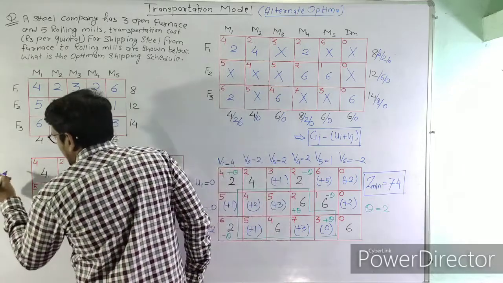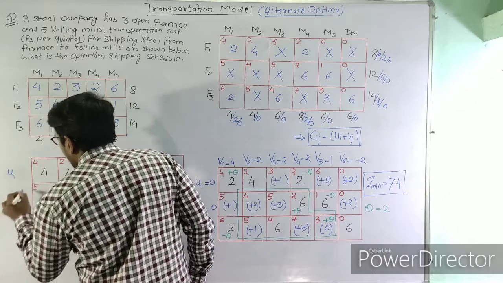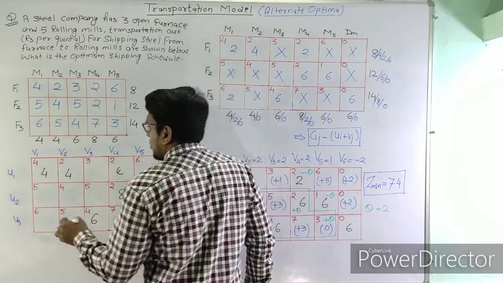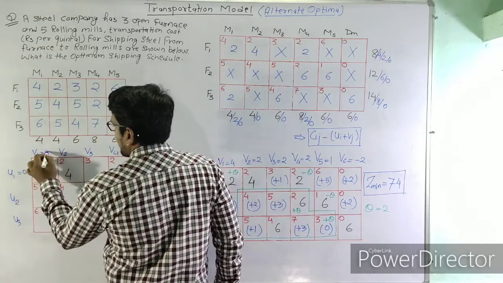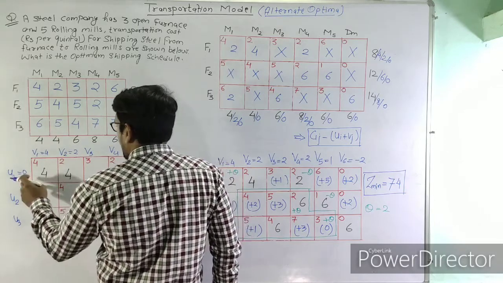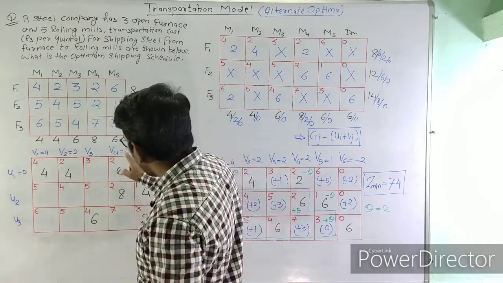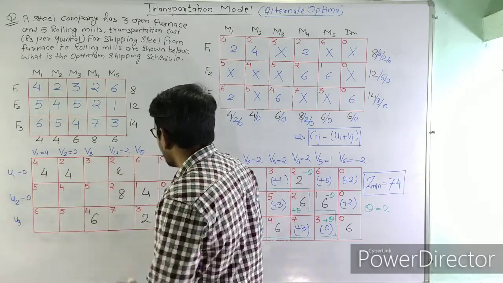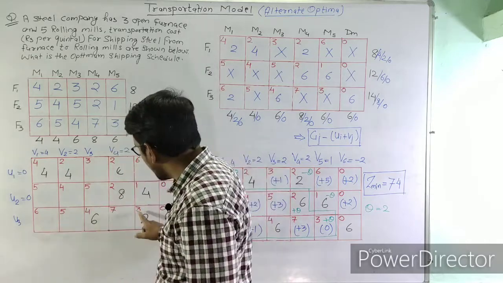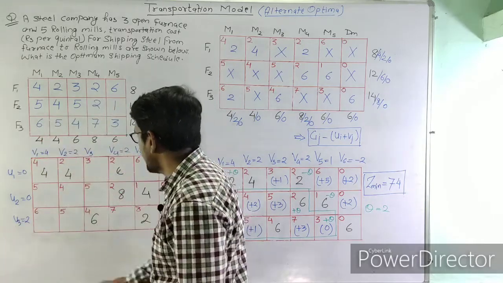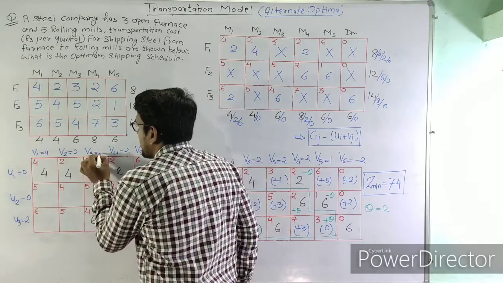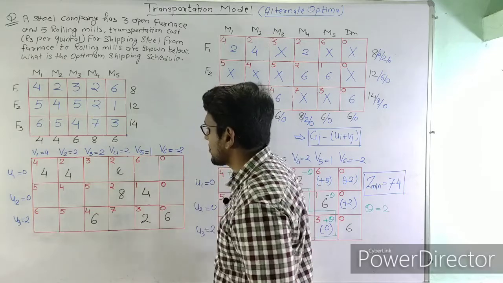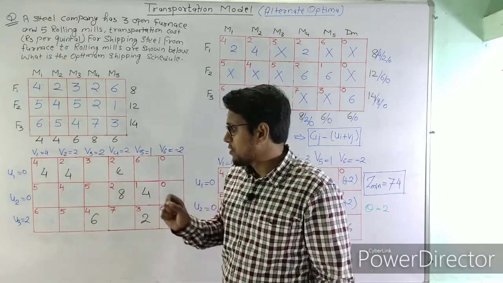So let us again calculate the values of u1, u2, u3, v1, v2, v3, v4, v5 and v6. Now putting u1 equal to 0, 0 plus what equals to 4, so this is equal to 4, 0 plus what equals to 2, this is equal to 2, 0 plus what equals to 2, this is equal to 2. Now 2 plus what equals to 2, so this will be 0. Then 0 plus what equals to 1, so 1. Now 1 plus what equals to 3, so 1 plus 2 is 3, and 2 plus what equals to 4, so 2 plus 2 equals 4, and 2 plus what equals to 0, so 2 plus minus 2 is equal to 0. Now we have calculated the values of u's and v's.